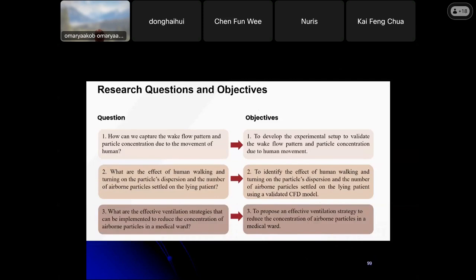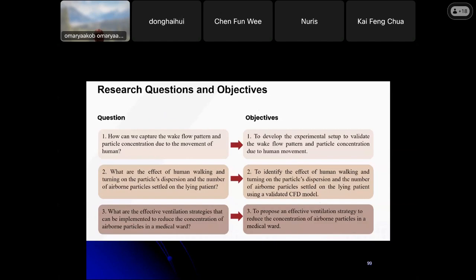Okay, we see some examples here. How can we capture the wake flow pattern and particle concentration due to movement of humans? Okay, to develop an experimental setup. So how to capture? Okay, so I want to capture by developing the experimental setup to validate. What is the effect of human walking? To identify the effect. What is the effective ventilation strategy? To propose an effective ventilation strategy.